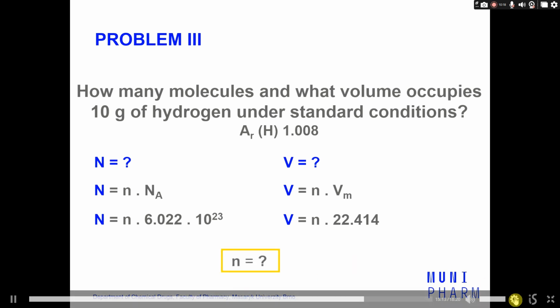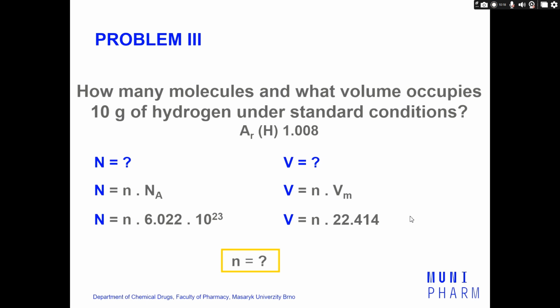In both calculations, we therefore concluded that we need to know the amount of the substance, otherwise we cannot move forward. Is there any way we can calculate the amount of substance except for these two formulas? When we look back at the task, we see we have some information about the mass of hydrogen and the relative atomic mass of hydrogen. Thus, we can conclude that the amount of the substance can be calculated using these two quantities.